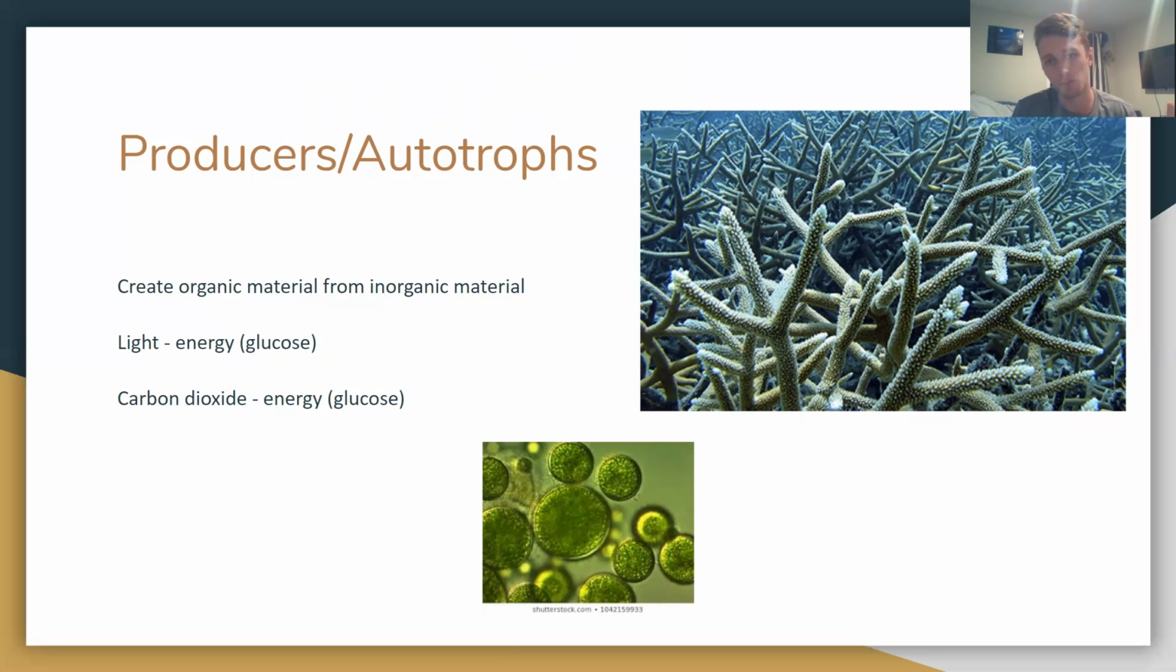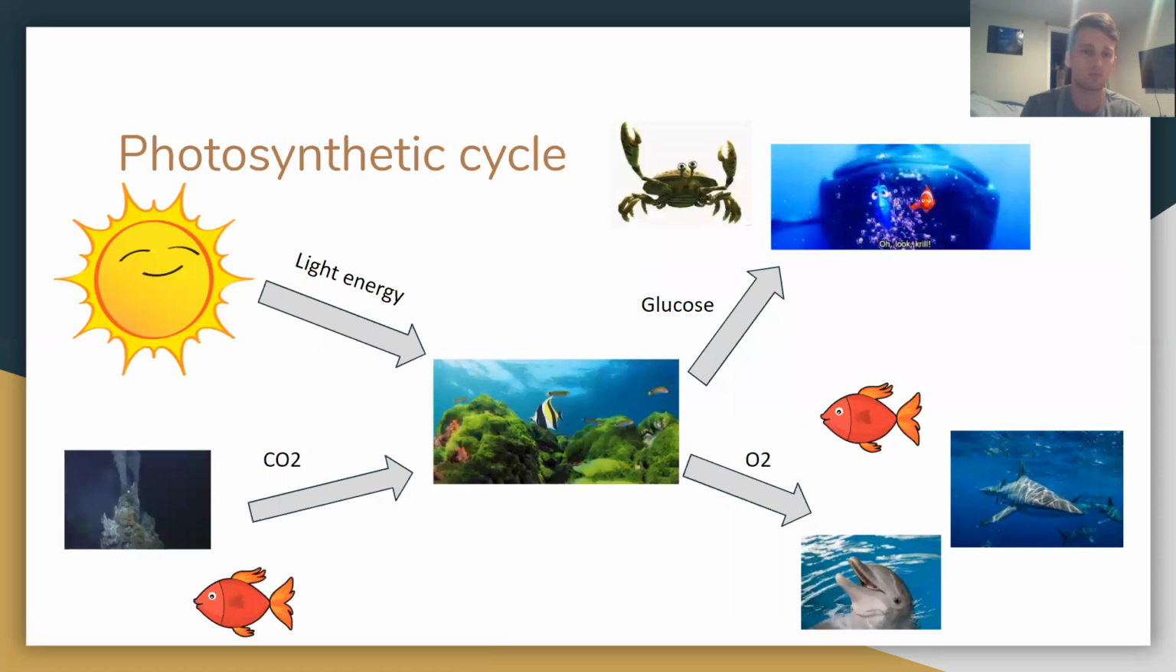Hopefully you guys know the photosynthesis equation, which we're going to talk about, the photosynthetic cycle, here in a little bit. But they create energy either from light, from the sun, or from carbon dioxide by a process called carbon fixation. This is what producers and autotrophs are going to do. There are things like chemotrophs, which can create energy from heat as well. But these are the main two we're going to be talking about: light to energy and carbon dioxide to energy producers in our oceans.